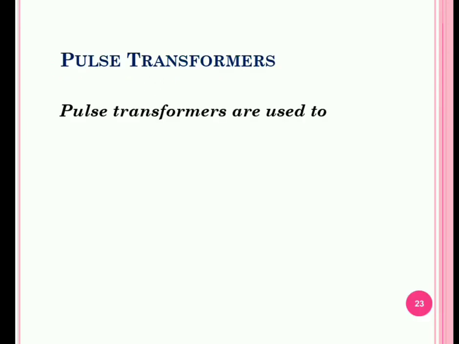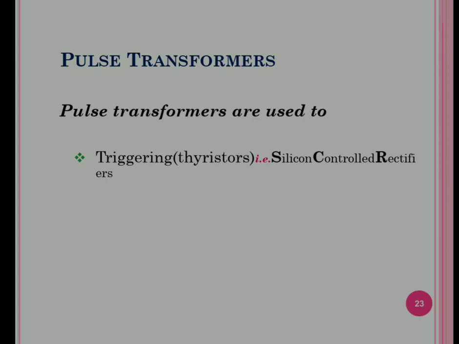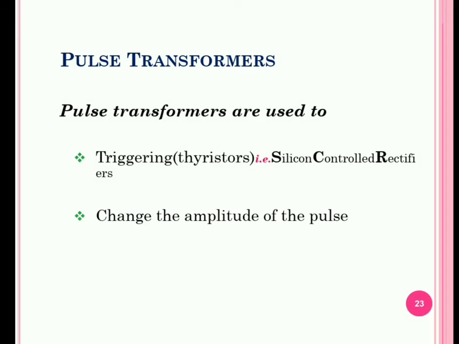Now another application of these transformers is the pulse transformers. The pulse transformers are used to trigger thyristors or silicon controlled rectifiers. They are also used for many other applications, like changing the amplitude of the pulse. This is because a pulse demands a very high bandwidth of the transformer to work with comfortably.